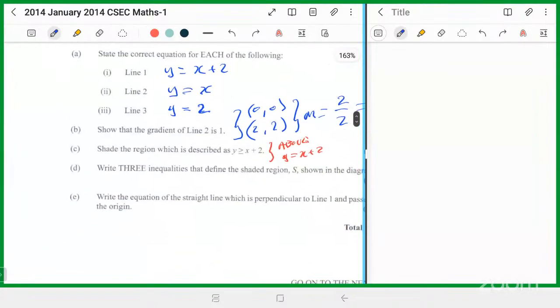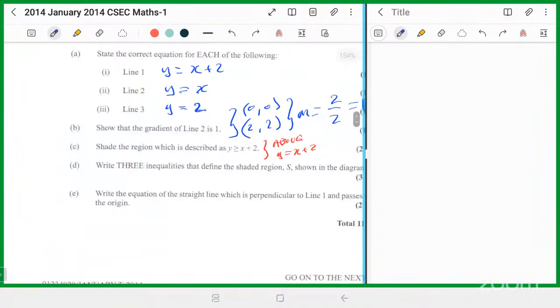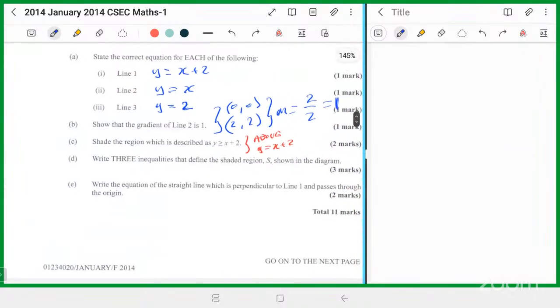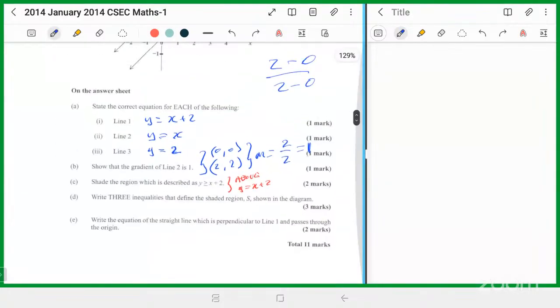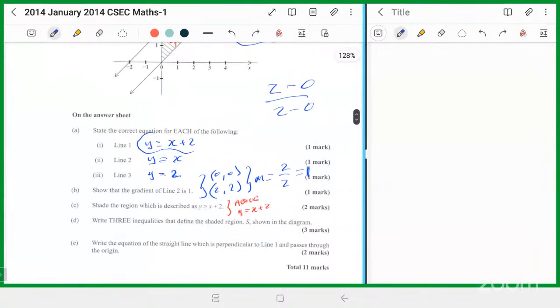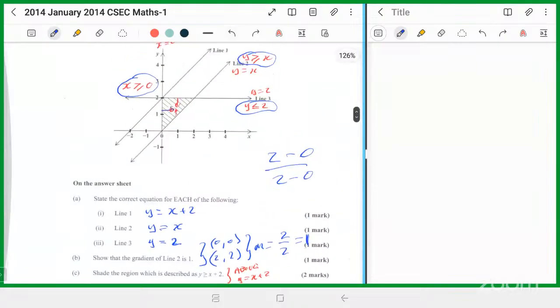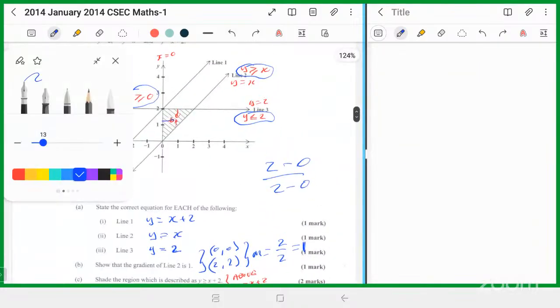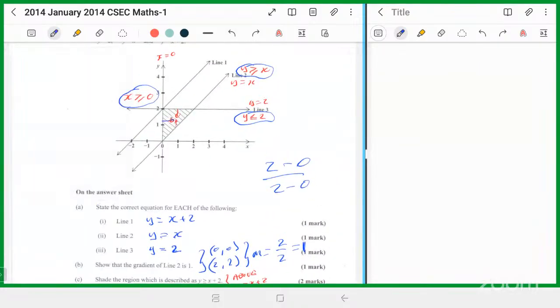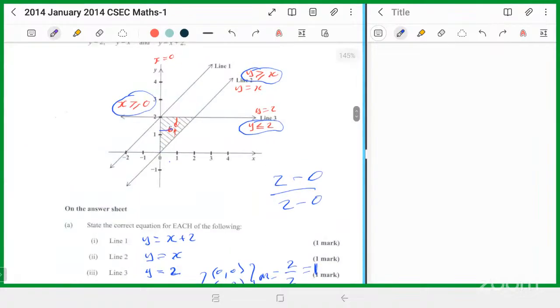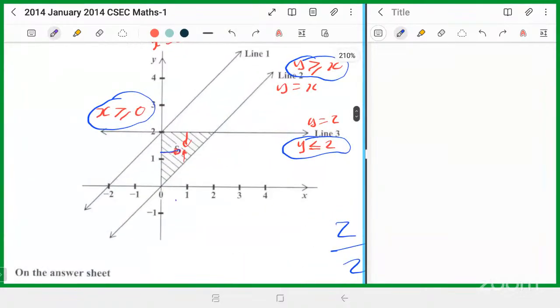This one says, write the equation of a straight line which is perpendicular to line 1 and passes through the origin. Alright. Which line is line 1 again? Line 1 is this one. So the question is asking us for, let me draw that line in purple, the line that is perpendicular to line 1 and passes through the origin, so it goes like this.